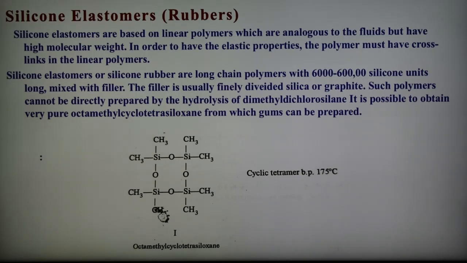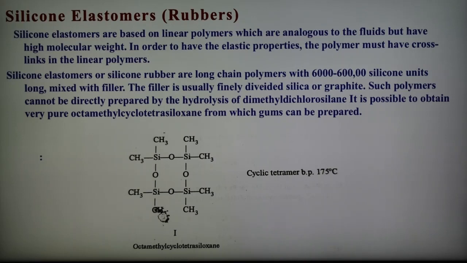Such polymers cannot be satisfactorily prepared by the direct hydrolysis of dimethyl dichlorosilane because of the difficulty in obtaining the silane in the pure state. Traces of monofunctional impurities result in the lowering of molecular weight, whereas trifunctional impurities lead to the branching. It is possible to obtain very pure octa-methyl cyclotetrasilicane, structure 1 is shown in the slide, from which gum can be prepared.